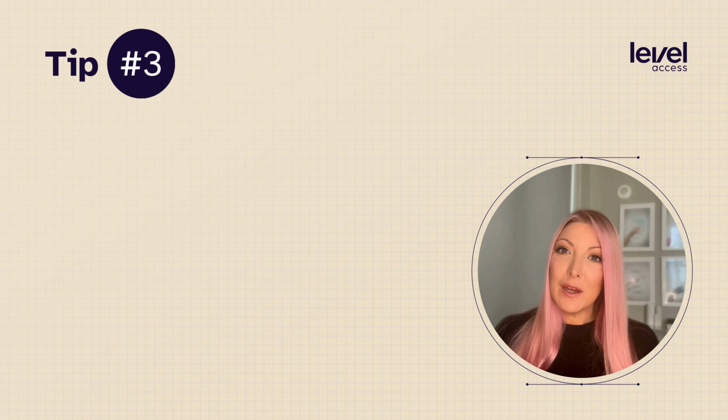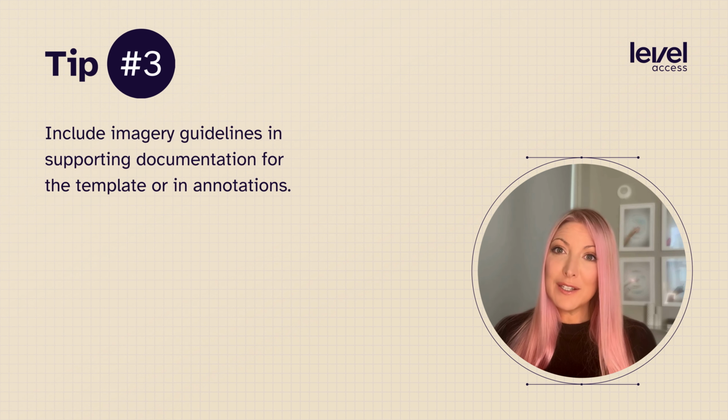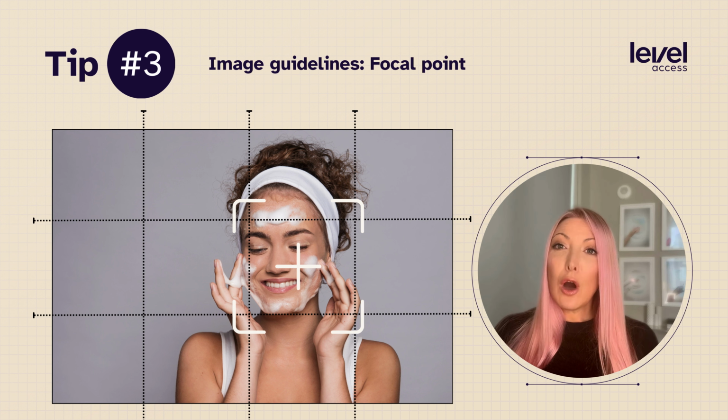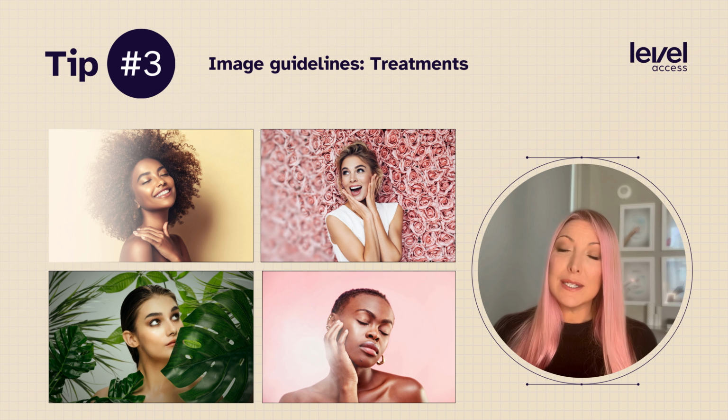Tip number 3, provide clear guidelines for your content team on the type of imagery they should be using in the template, including things like where the focal point of the image should be. Offer preset blends, blurs, and burns that they can use with their images to help improve legibility.